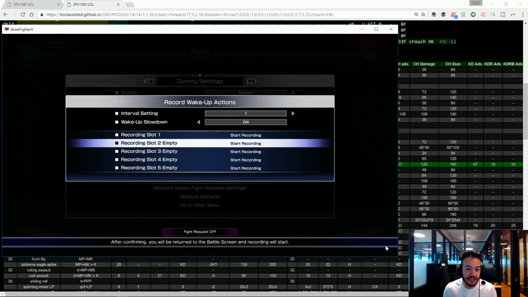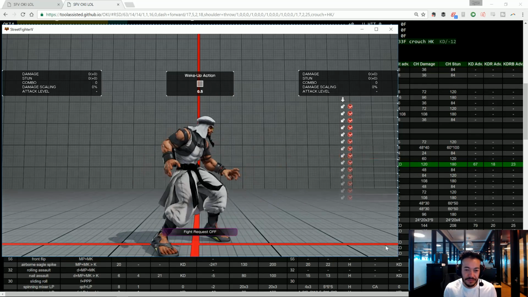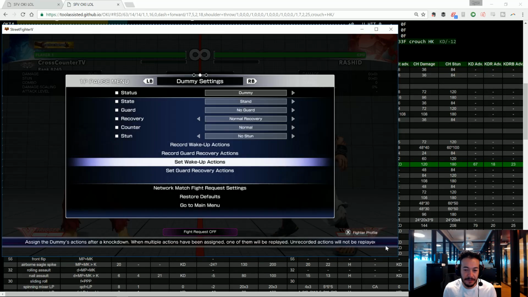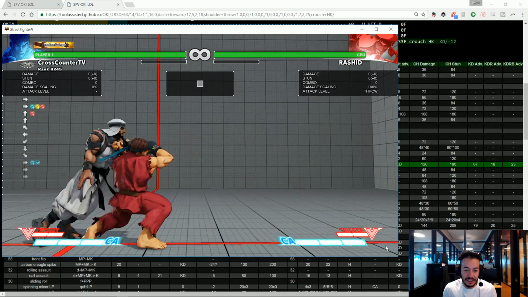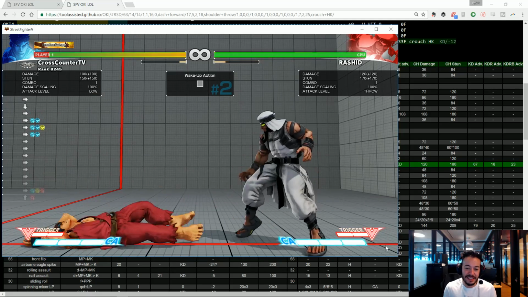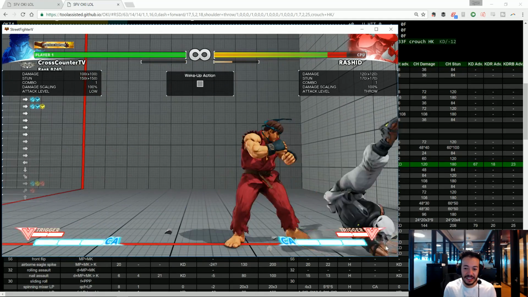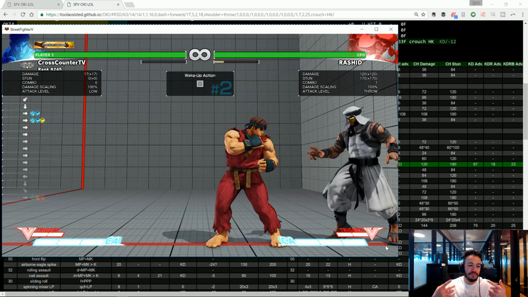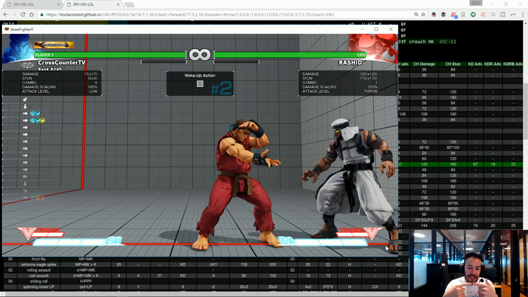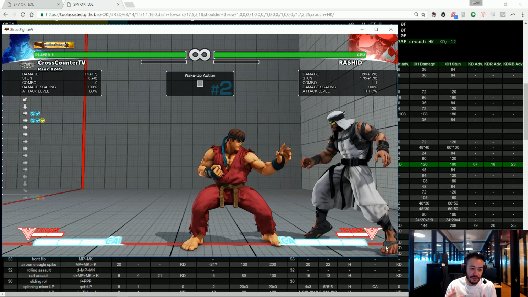So what we can do is maybe even try sweep, and what should happen if I did this right is it should give the crush counter on the sweep, right? Yes, exactly. So that means this was one frame too slow. I think his sweep might be 8 frames. Yeah, I think it's because the throw and the sweep collide on the same frame, but throws have priority over normals. Gotcha.